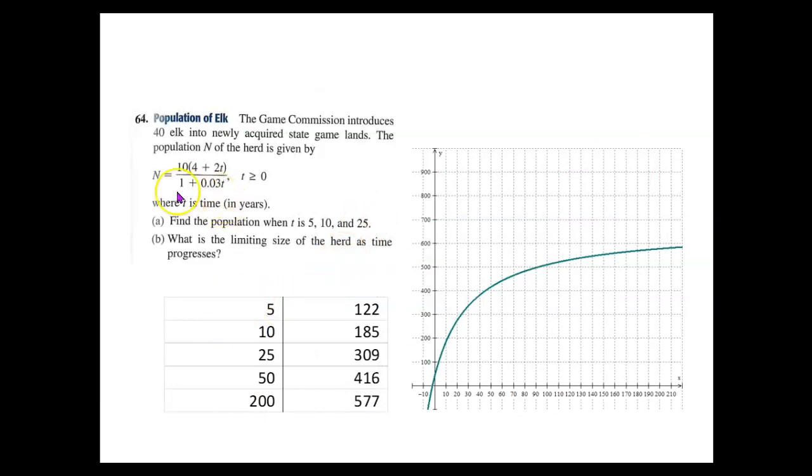But notice that if you take this formula and plug in 5, you get 122, meaning that 5 years after those 40 elk are introduced into the game lands, the population has grown to 122 elk. In 10 years, the population has gotten up to 185. After 25 years, we have 309 elk. Plug in 50, you get 416. And if the model or equation continues to be accurate, it would predict that 200 years from now, the number of elk would reach 577.